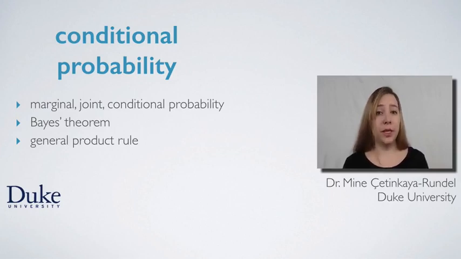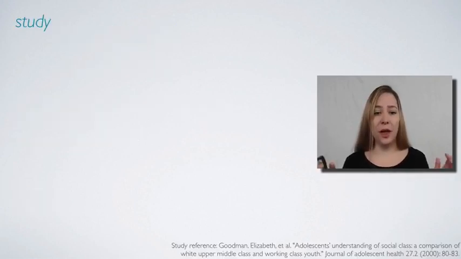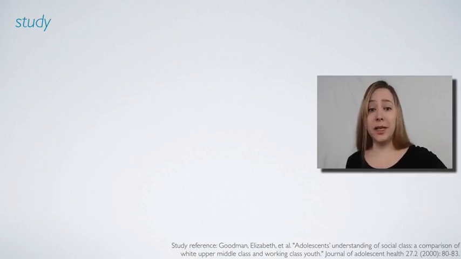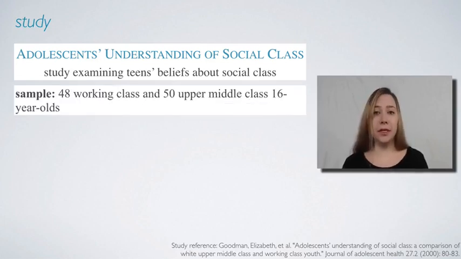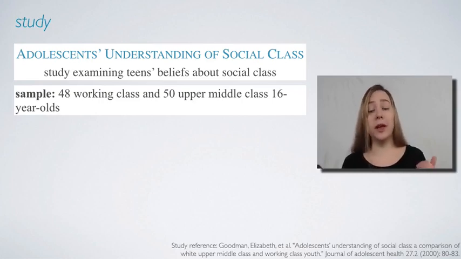So we'll wrap up the discussion in this video with what do we do when the events are dependent, or if we don't know and cannot check whether the events are independent or not. Let's first introduce the data set that we'll be working on. The study titled Adolescents' Understanding of Social Class is a study examining teens' beliefs about social class. In this study, the sample consists of 48 working class and 50 upper middle class 16-year-olds.